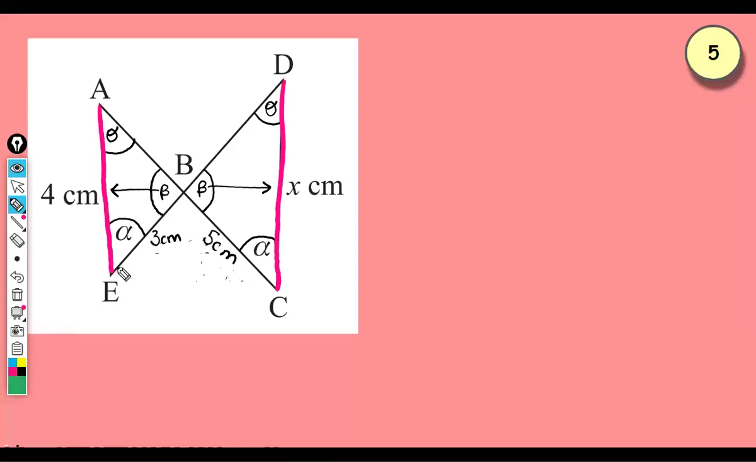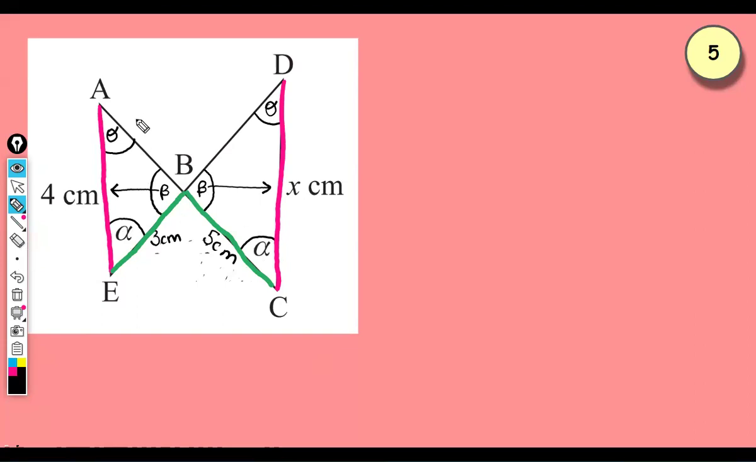What about this? This 3, who is opposite the theta? 3. And who is opposite the theta here? The 5. So that means EB and BC are corresponding sides. Okay? Who's opposite alpha? This side. And who's opposite alpha here? BD. But they don't want you to find those things. We don't need to know it for the question.